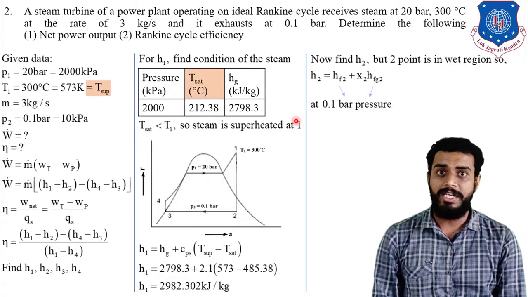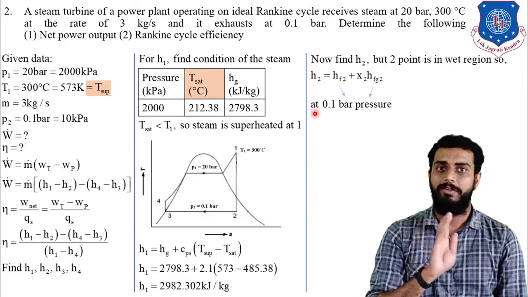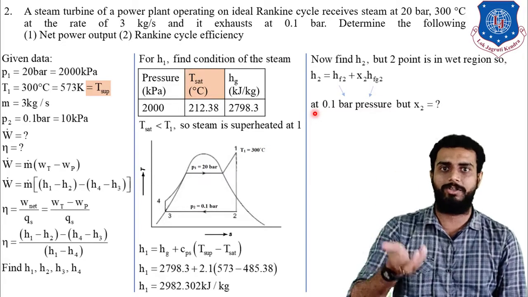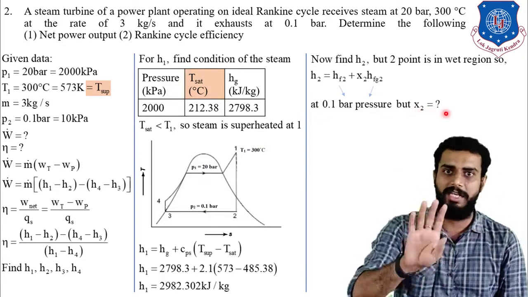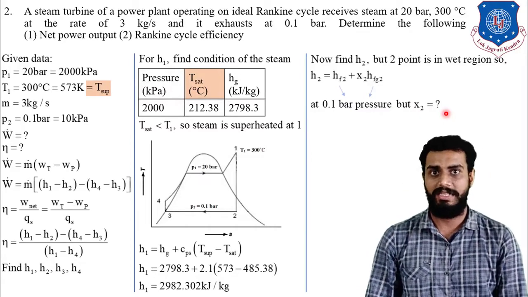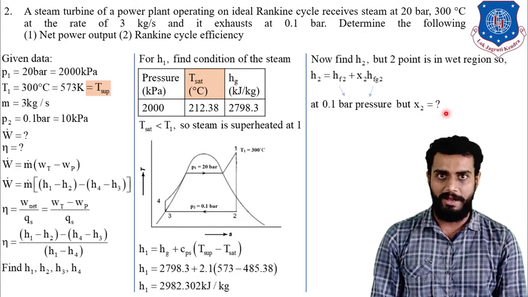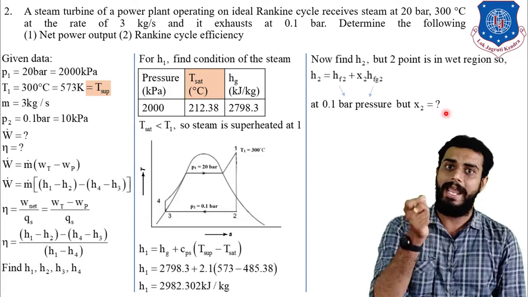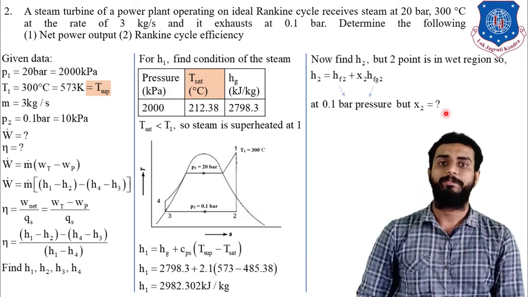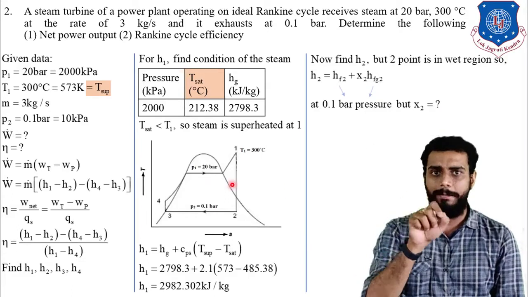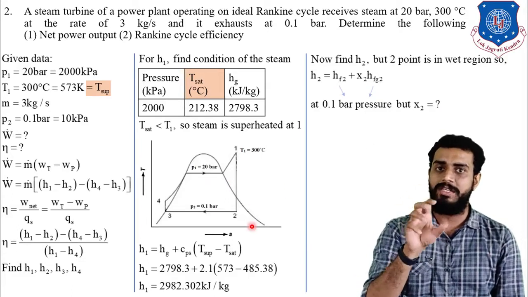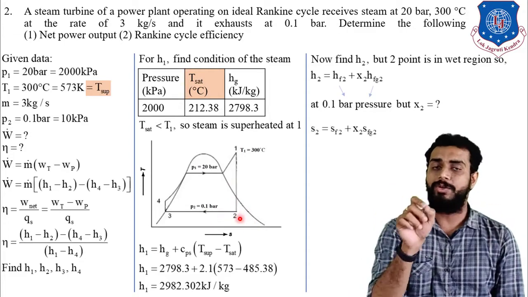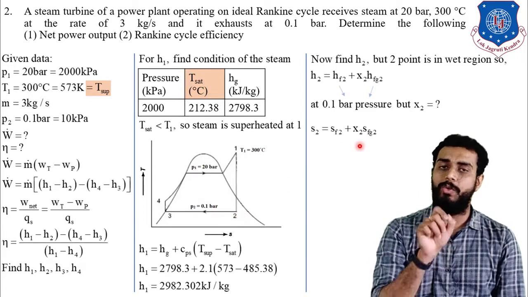Okay, but the question is, we don't have X2. So first we will have to find X2, because we can find Hf and Hfg at 0.1 bar from the steam table easily, but X2 we should have first. Then we will be able to solve the problem for H2. So let us find X2. For finding X2, we will find the entropy of point number 2. Now you know that entropy of wet steam can be written as S2 is equal to Sf2 plus X2 Sfg2. Clear everyone? S2 is equal to Sf2 plus X2 Sfg2.